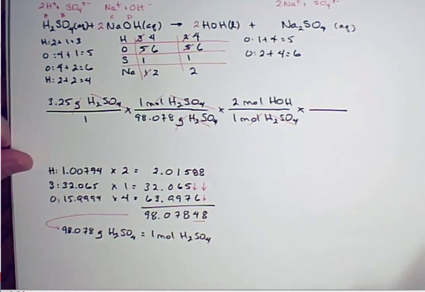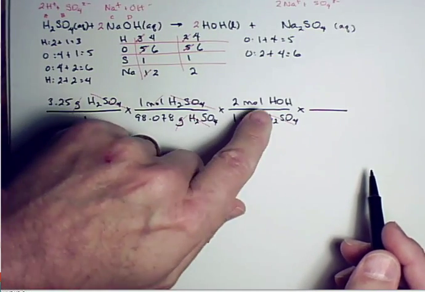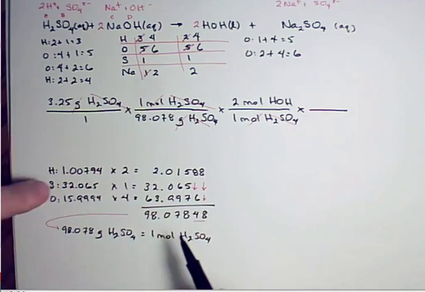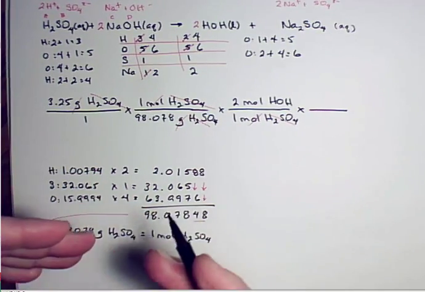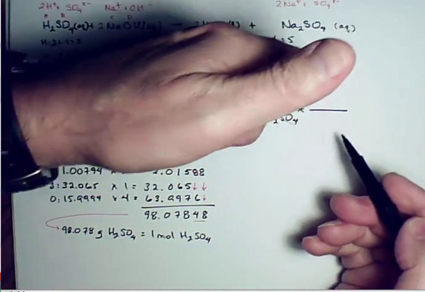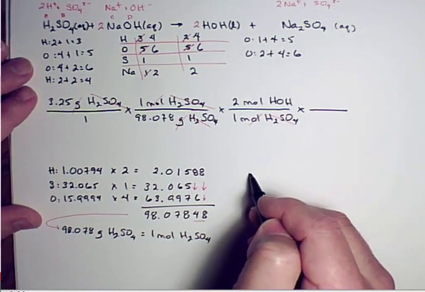Well, the problem doesn't ask for moles of water. It asks us for the mass of water. So to go from moles of water to mass, we just kind of undo the same thing we did here. We basically build the same thing, but it's built in the opposite direction, more or less. We've got to have the molar mass for water.